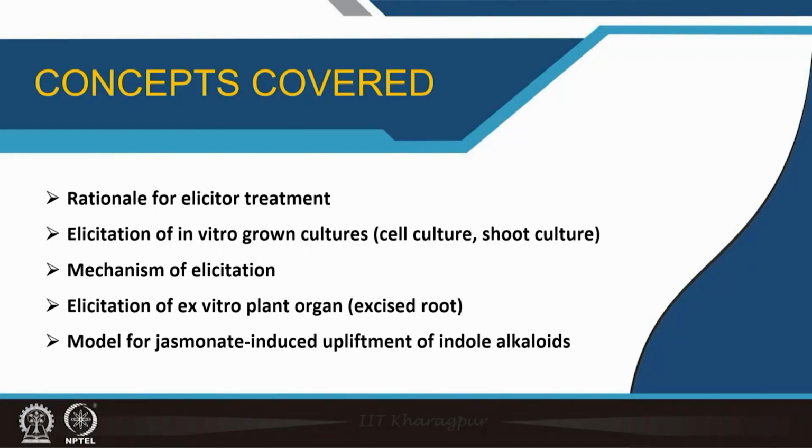The concepts that will be covered here are the rationale for elicitor treatment, why we go for elicitation, and then elicitation of in vitro grown cultures, that means cell cultures or shoot cultures. Then we will talk about the mechanism of elicitation. Then also the elicitation of ex vitro plant organs. That is, it is possible to elicit a plant organ not inside the culture, but even outside the culture as well.